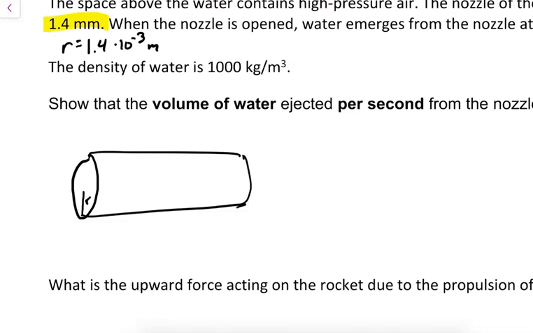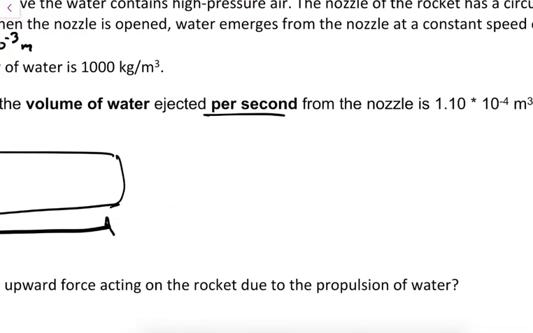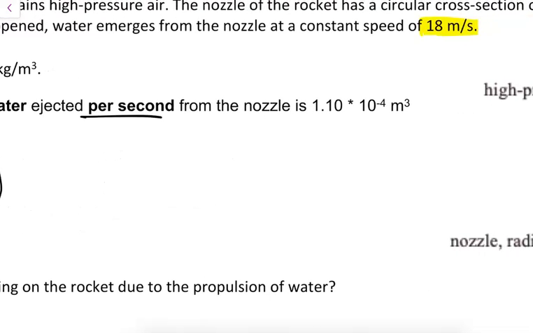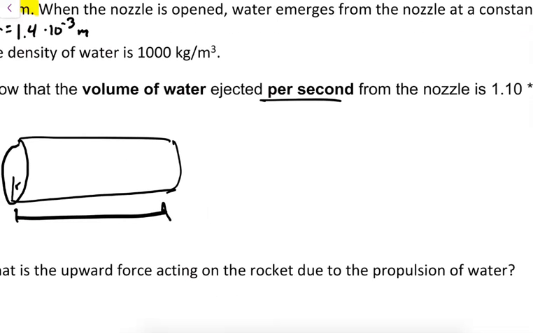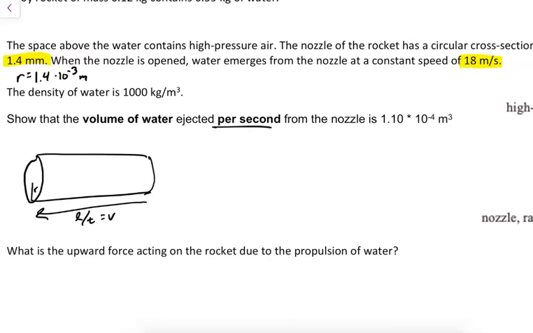But how do we know this length? Well, we need to find how much is ejected per second. We do know the speed of the water being shot out. So actually, what we know is how much is traveling this length per unit time. Length per unit time is the same as velocity, and we know what this velocity is. That's 18 meters per second.